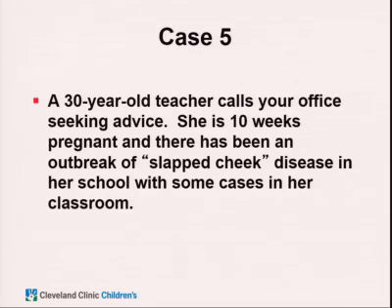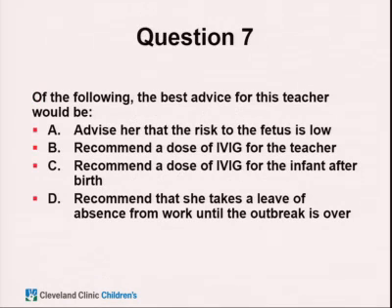All right, case 5 is a 30-year-old teacher who calls your office seeking advice. She's 10 weeks pregnant, and there's been an outbreak of slap cheek disease in her school with some cases in her classroom. She's asking for advice. What's the best advice that you can give her? Advise her that the risk to the fetus is low. Recommend a dose of IVIG for the teacher. Recommend a dose of IVIG for the baby after birth. Or recommend that she takes a leave of absence from work until the outbreak is over.